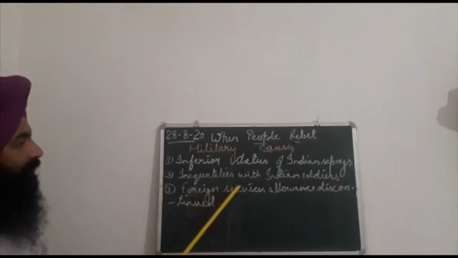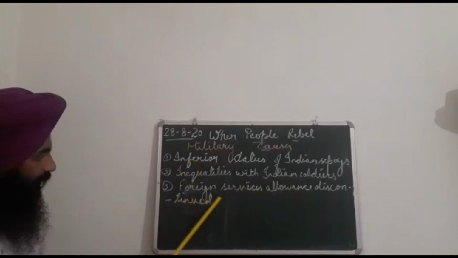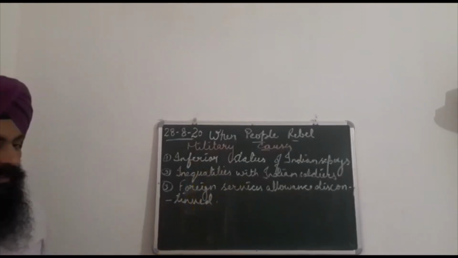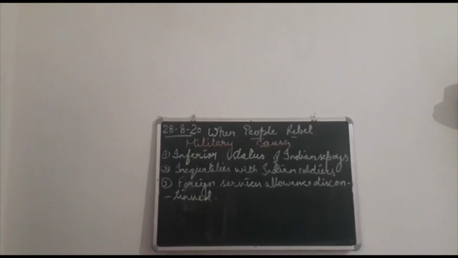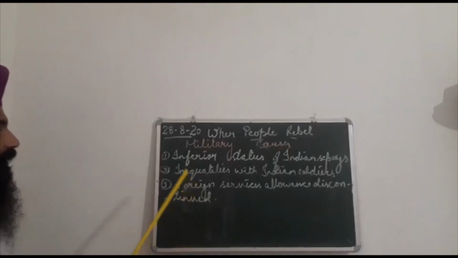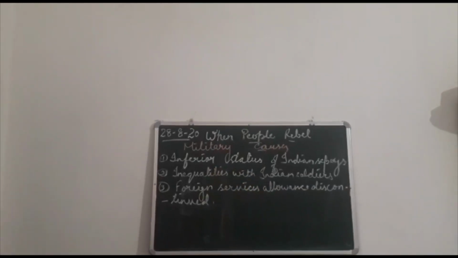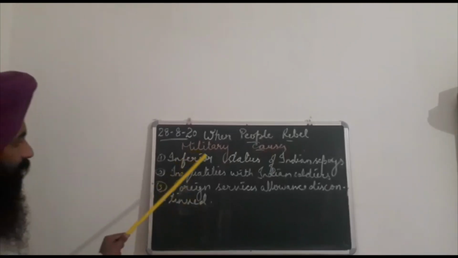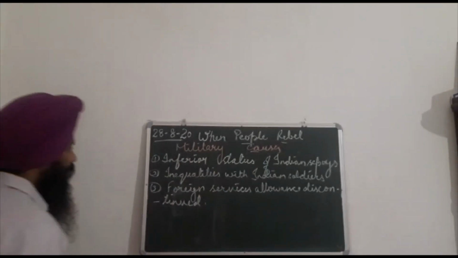Third, the foreign services allowance was discontinued. There was a myth among Indians that movement to foreign countries, beyond the water bodies, was not considered good. But the Britishers discontinued the foreign services allowance for those Indian soldiers who went to other European and American countries to represent the Britishers and fight wars on their side. So these were the three major military causes responsible for the outbreak of the revolt of 1857.